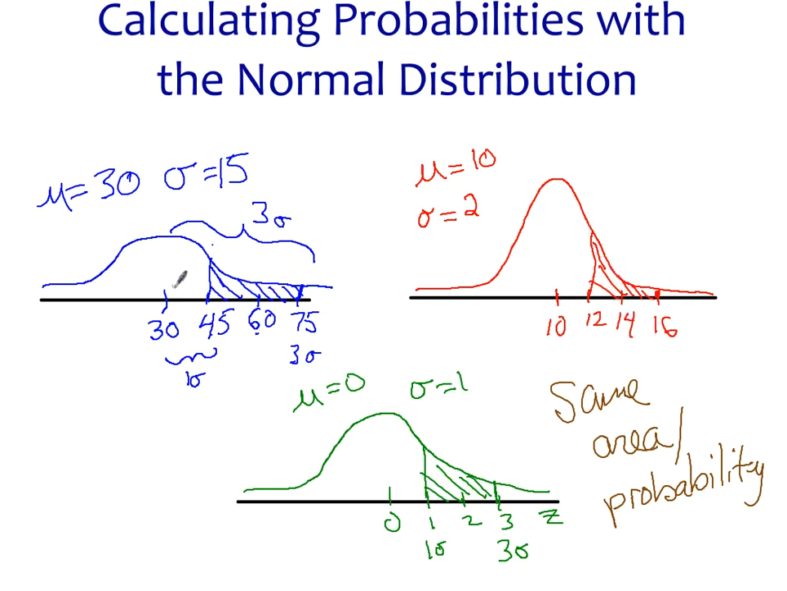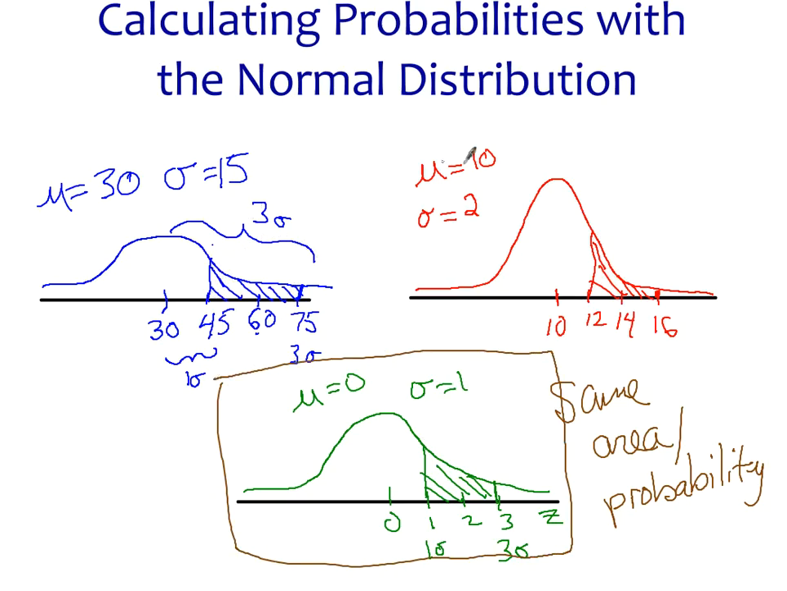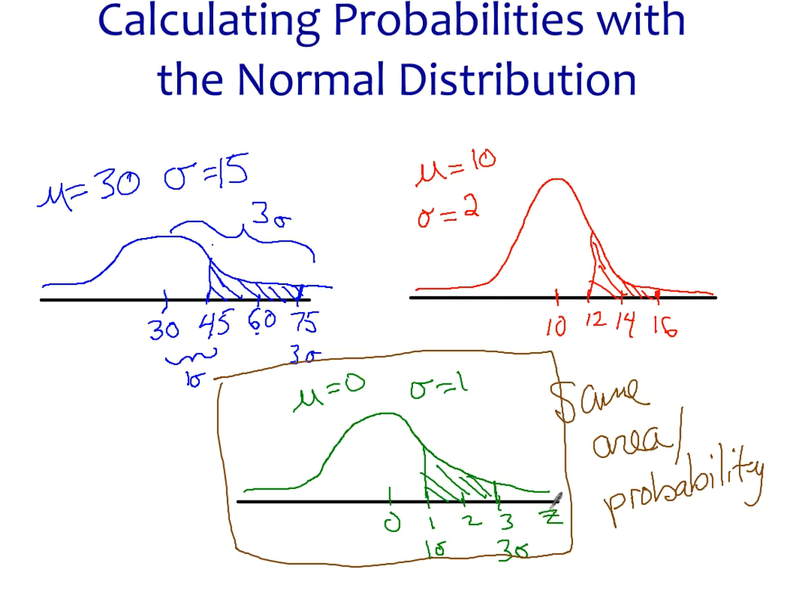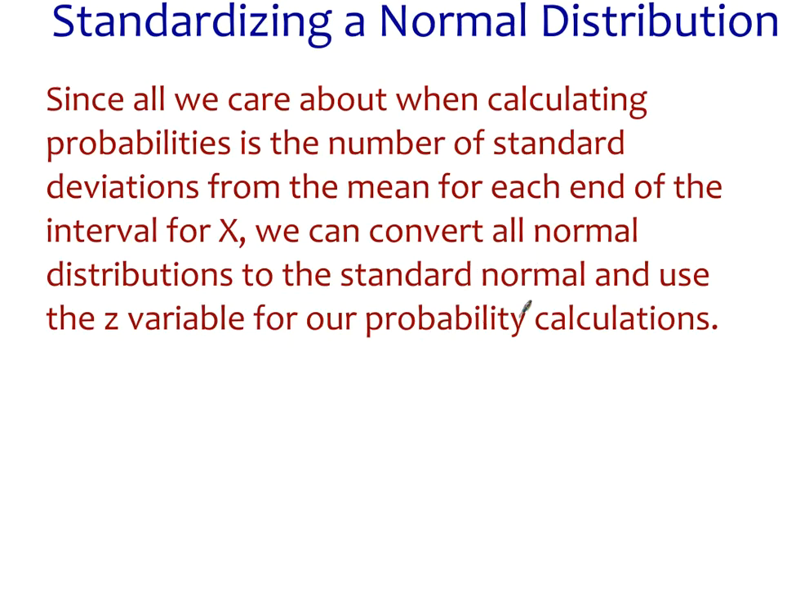And so what that means is we can always use the same distribution and just convert all these other ones into it. And that's why we care about the standard normal. We call that standardizing the normal distribution. Since all we care about when calculating probabilities is the number of standard deviations from the mean for the top and bottom of the interval for x, we can convert any normal distribution into the standard normal and use the z variable. Again, the z variable is the variable for the standard normal for our probability calculations.